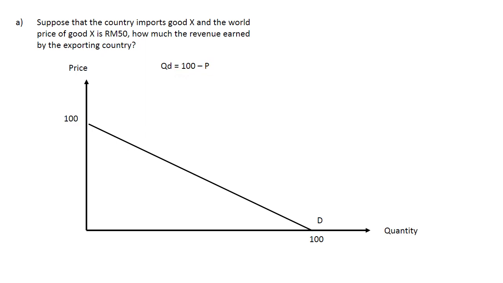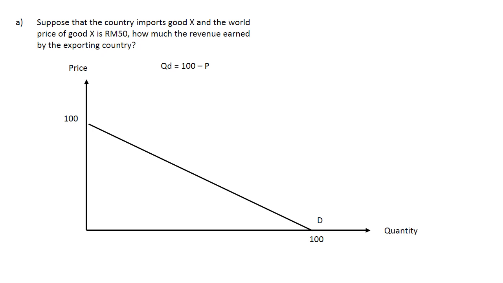And then here is also 100. How do you get this one? This is the price which is equal to 100, so it means that quantity demanded is equal to 0. Then you replace QD with 0, and you will get price is equal to 100.